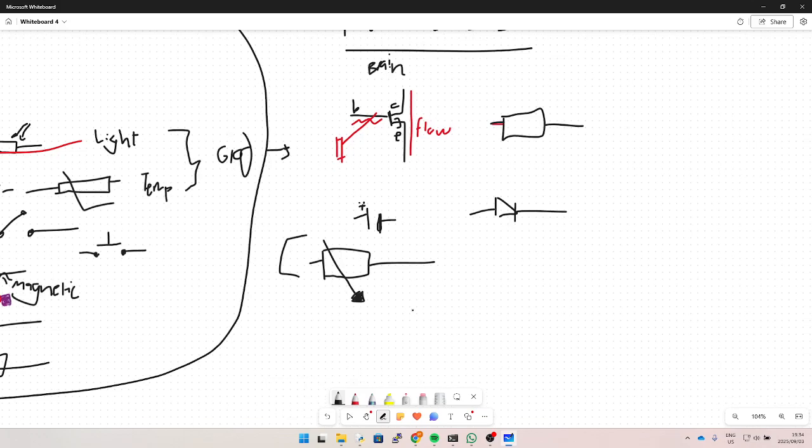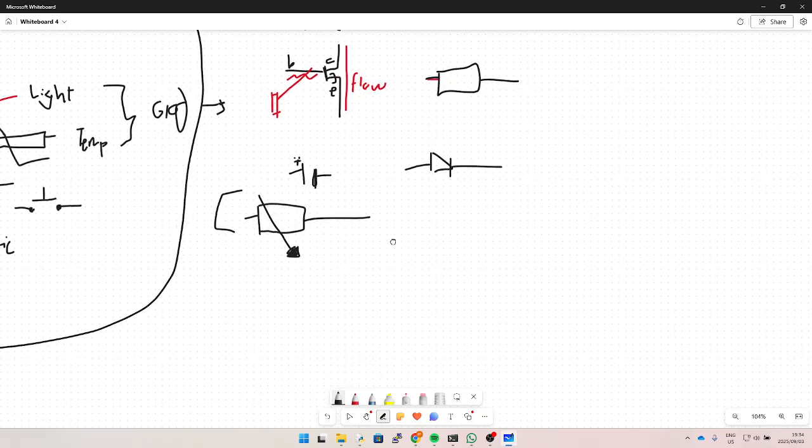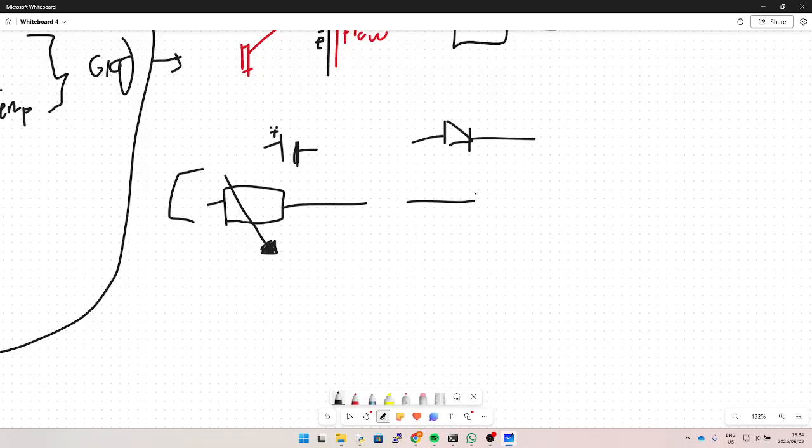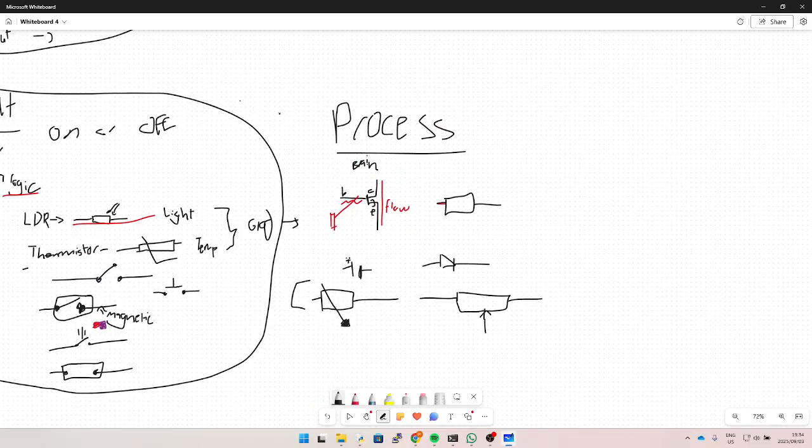The potentiometer is used in your volume knobs that you physically turn, and a variation of the potentiometer is known as a preset potentiometer, where you set it once and you leave it like that. So inside specific electrical devices, you may find this. Now that's all the input. That's all the process.